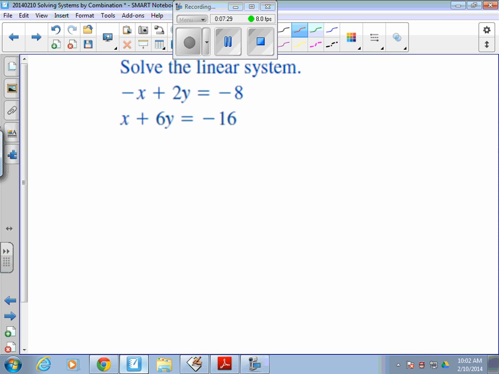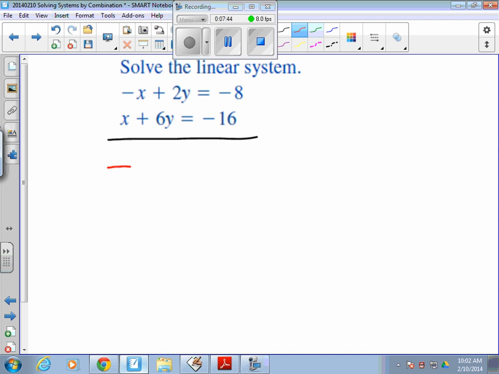Again, they are stacked on top of each other. X is on top of x, y is on top of y, and your constant terms, in this case negative 8 and negative 16, are stacked on top of each other. Draw a line underneath them. Combine your terms. Negative x and positive x leaves you with no more x's, 0x.